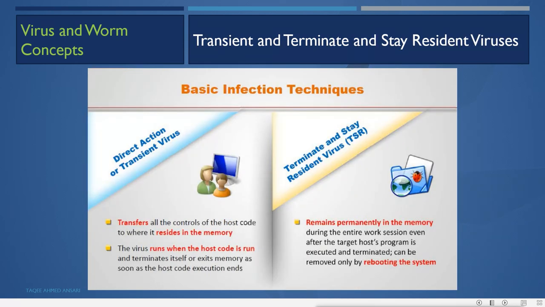Transient and terminate and stay resident viruses. These are basic infection techniques: direct action or transient virus, or terminate and stay resident virus. What does the direct action virus do? It transfers all the controls of the host code to where it resides in the memory. The virus runs when the host code is run and terminates itself or exits memory as soon as the host code execution ends. That means it will run with the program which is infected. So when you run the infected program, it will run with the program, and then when you close the program, it will close itself also.